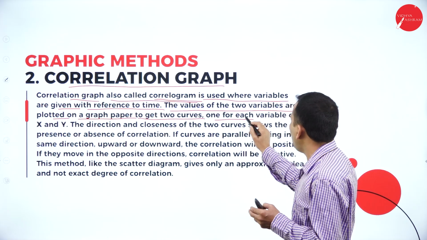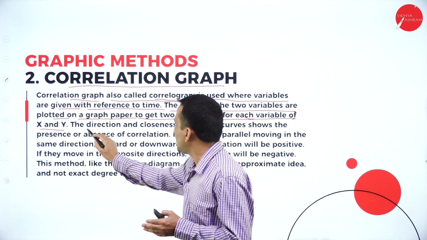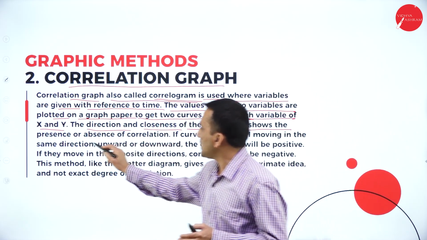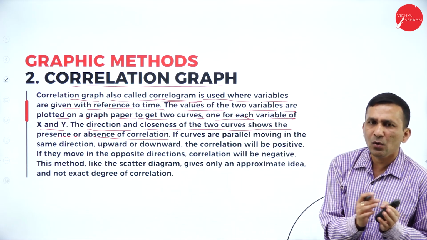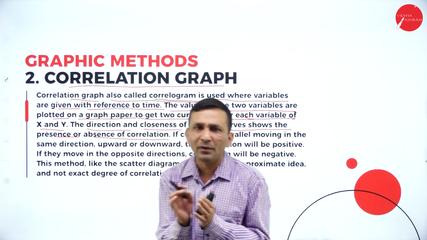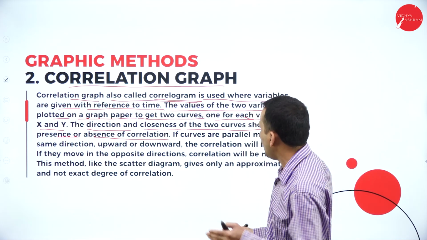So one for each variable, x and y. The direction and closeness of the two curves show the presence or absence of correlation. For the two variables, one variable we consider as a straight line, and the other as a dotted line. In the coming slides you will get more clarity.